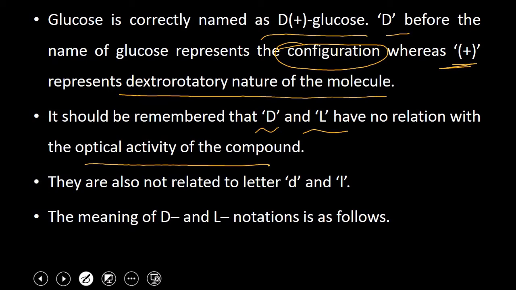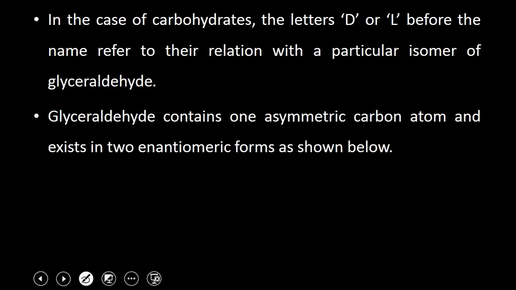As we have studied in the chapter haloalkanes and haloarenes, the dextrorotatory isomer was written as a small d and levorotatory as a small l. But here we are using capital D and capital L, so they have no relation with the optical activity of the compound. Now I'll discuss the meaning of the capital D and capital L notations as follows.